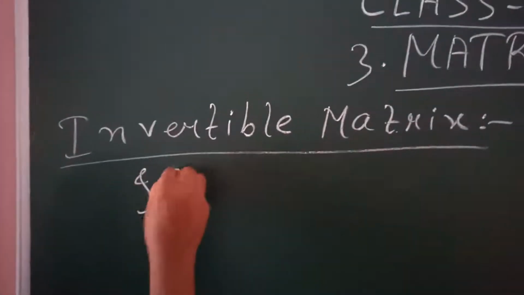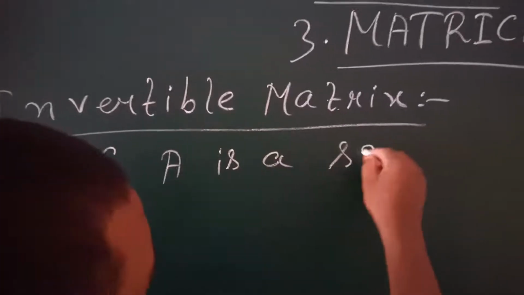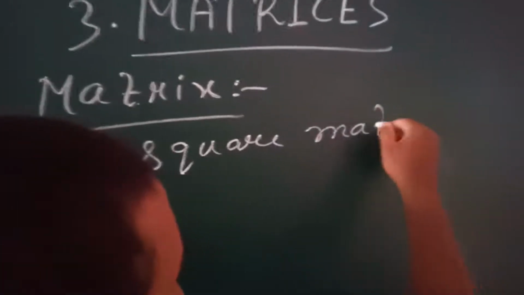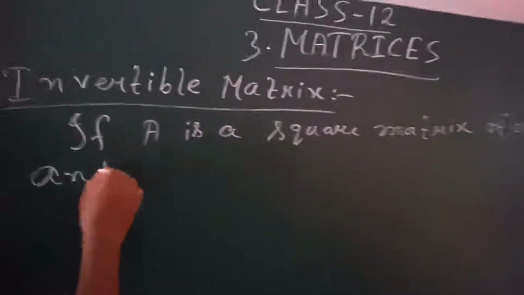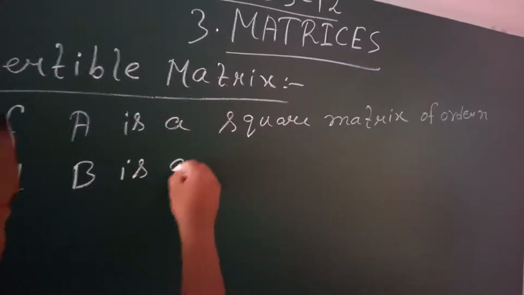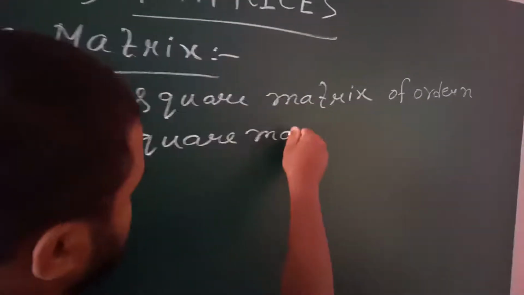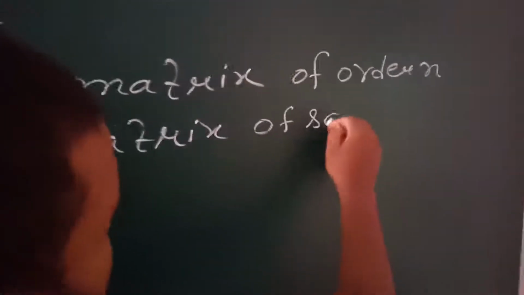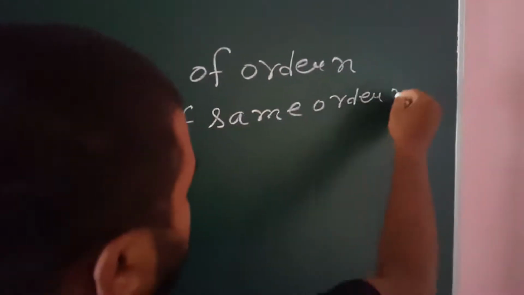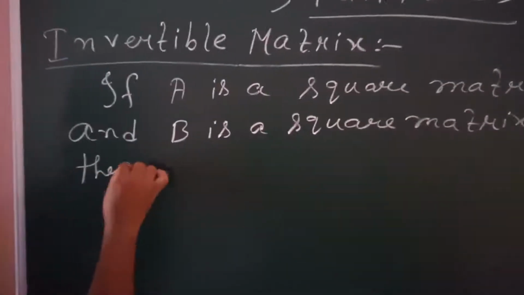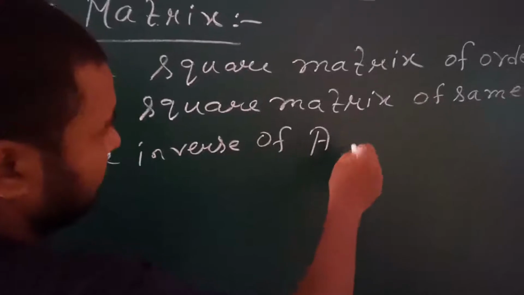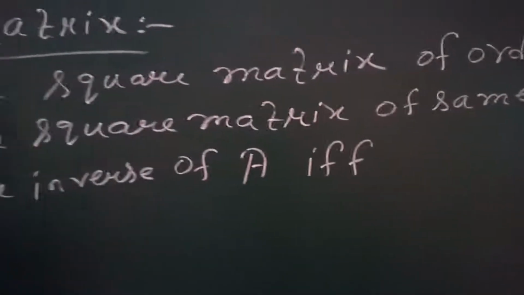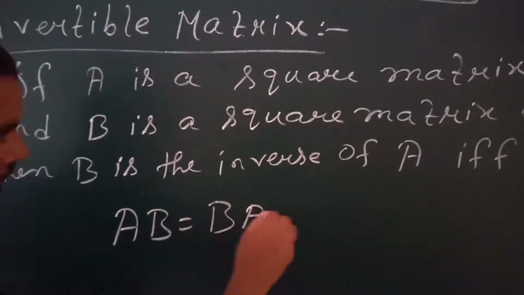So the definition is, if A is a square matrix of order n, and B is a square matrix of the same order n, then B is the inverse of A if and only if AB is equal to BA is equal to I.